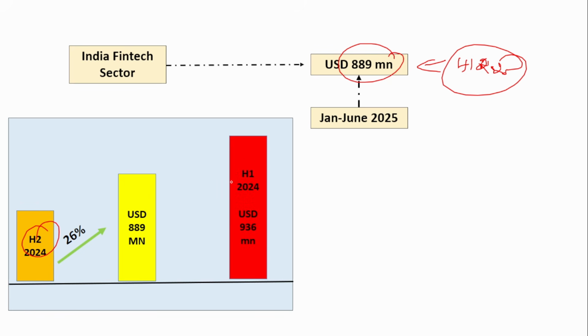But compared to H1, exactly 1 year back, it had received even more funding, that is 936 million. So compared to that, it is lesser, 5% lesser. So compared to the previous half, it is greater by 26%, but compared to 1 year back, it is lesser by 5%.